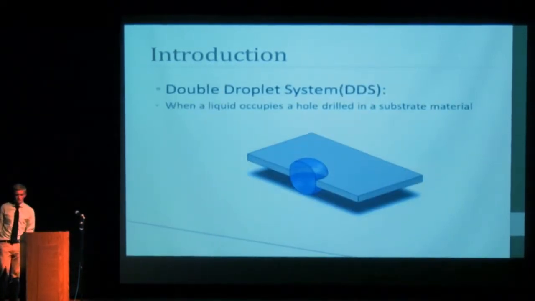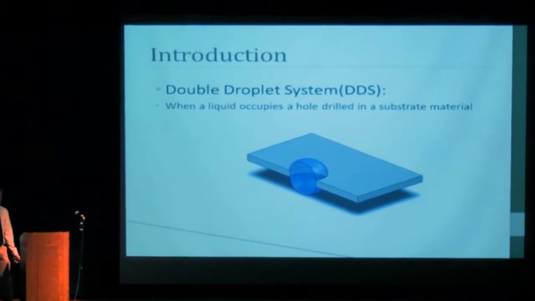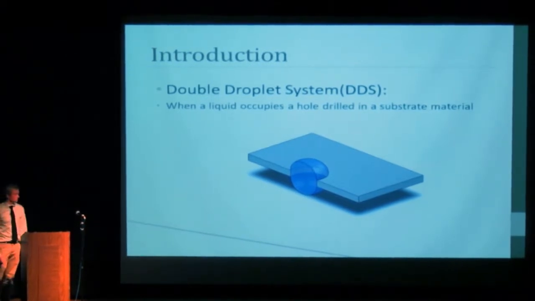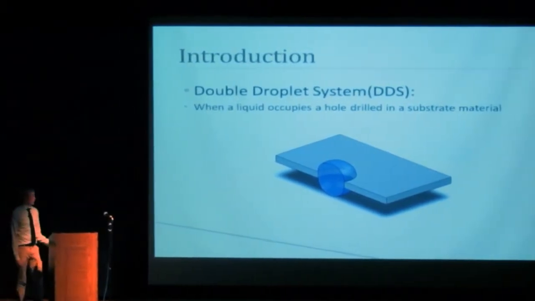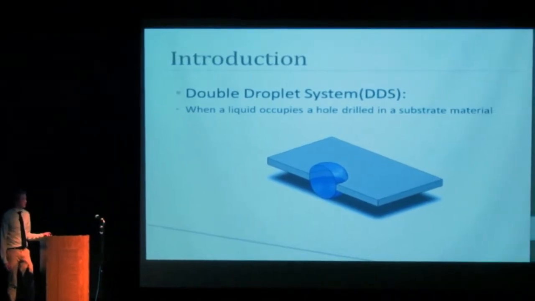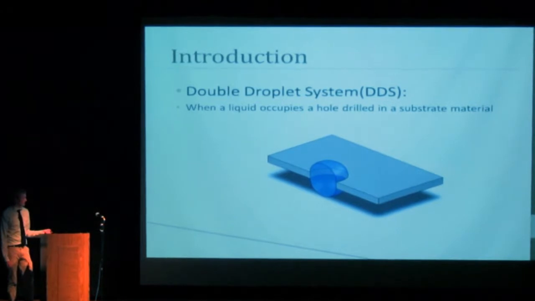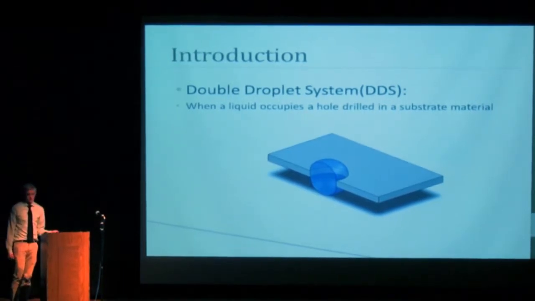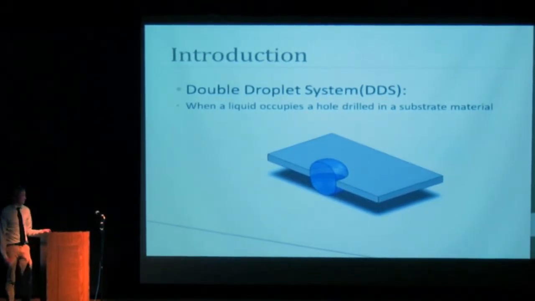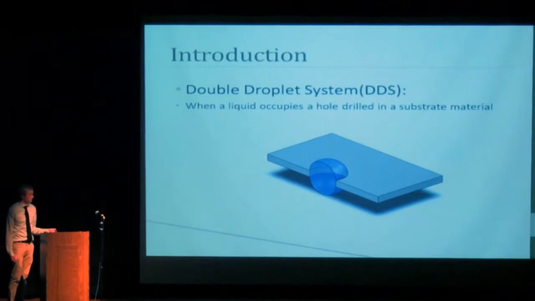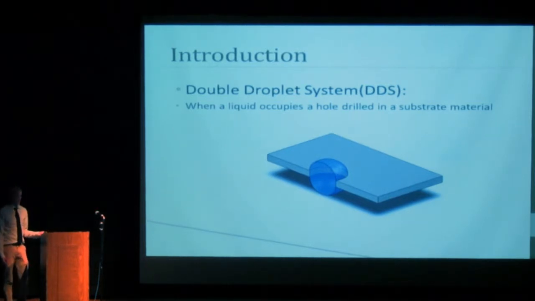So my research focuses on what's called the double droplet system, or abbreviated DDS. A DDS exists when a liquid occupies a hole drilled into a substrate material. So you can see a cutaway diagram of one right here. And due to the force of surface tension on the liquid, the droplet has two spherical caps on the top and bottom that produce a constant radius of curvature and therefore a lens. It is held to the substrate material through wetting attractions between the liquid and the substrate.